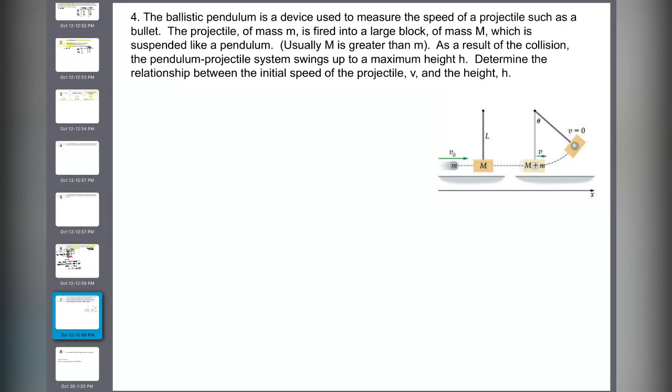Question 4. A ballistic pendulum is the device that is used to measure the speed of a projectile, such as a bullet. The projectile of mass m is fired into a large block of mass M. So you can see on the picture here.